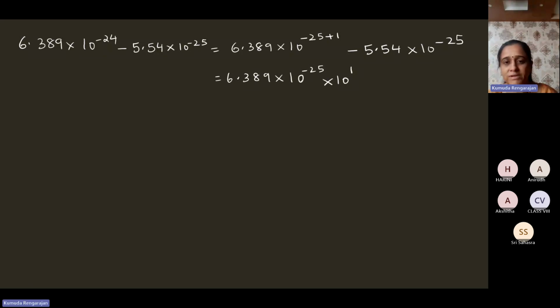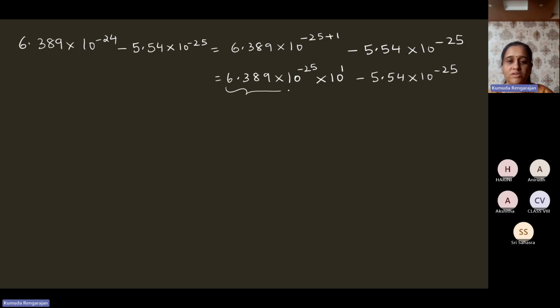Because the bases are the same, 10, and it's multiplication, you will add the powers: minus 25 plus 1. In the previous step, the base is 10, so you have to write 10 only. Write the power first, minus 25, multiplied by the same base, 10 to the power 1. The others stay as they are: 5.54 into 10 to the power minus 25.